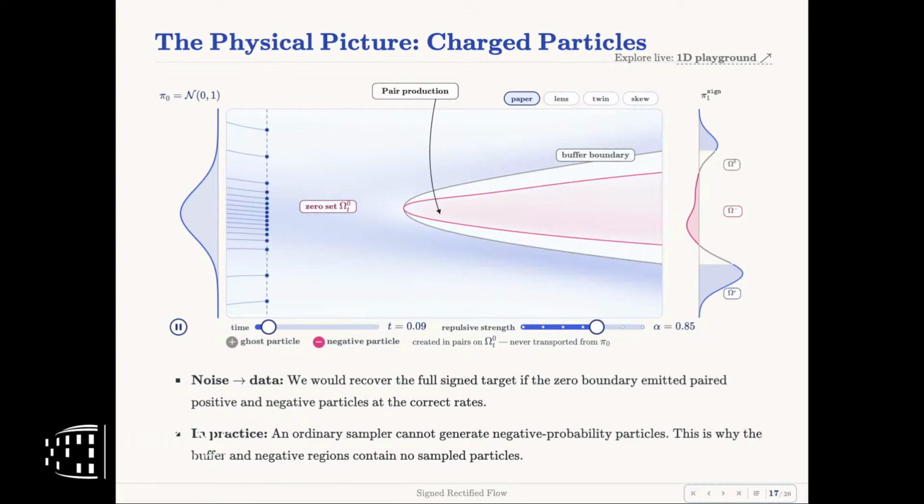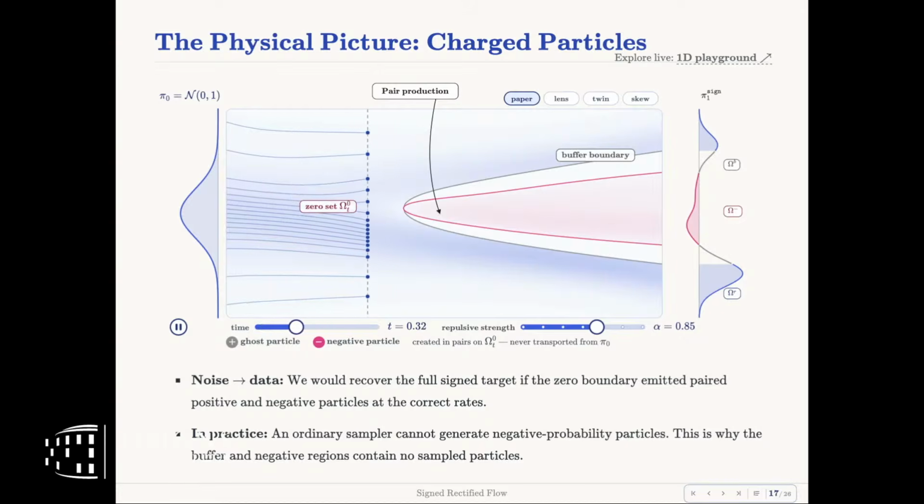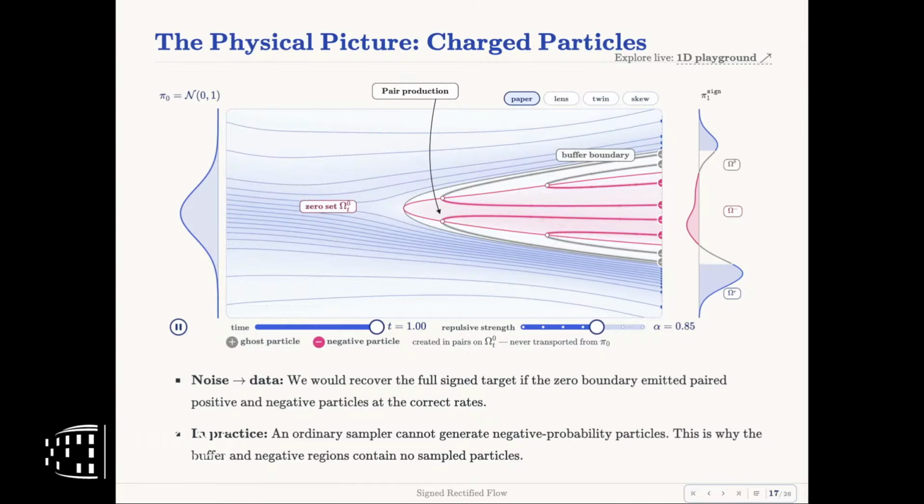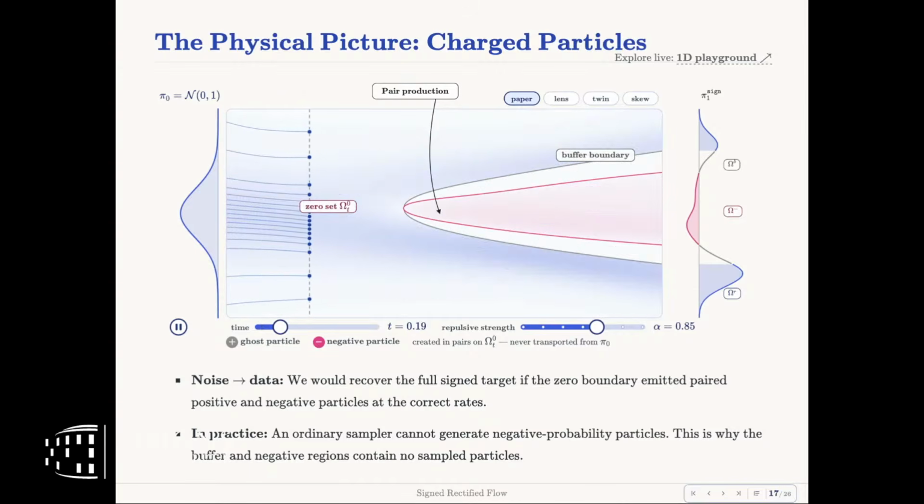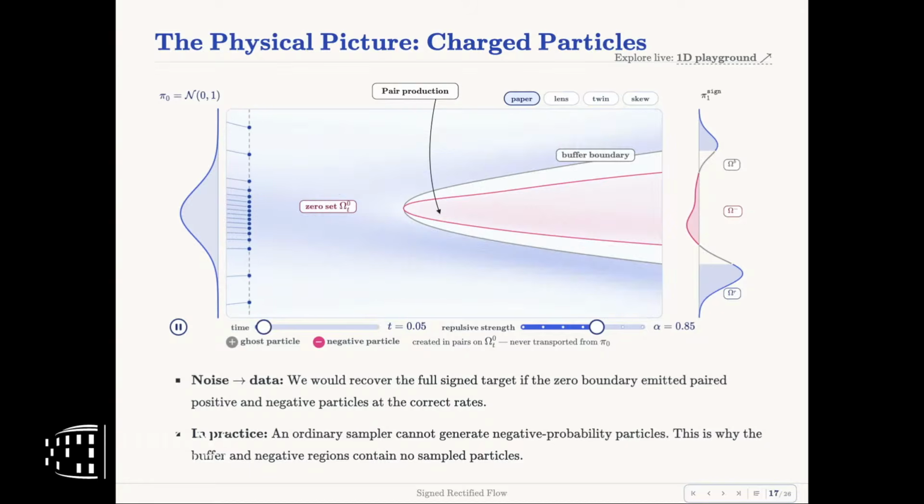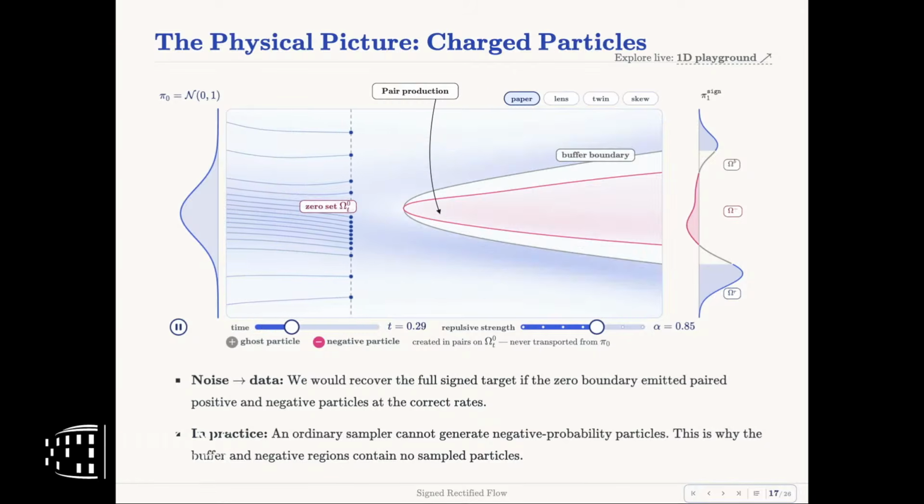Well, this is really just the same plot. Again, if you revert it, in practice we see nothing. But if you assume there's a mechanism to generate pairs of positive and negative charges at a proper rate, you can see the trajectory. You will emit pairs of positive and negative charges, and that will fill the missing region. If you have a mechanism to generate particles on this boundary, then you can perfectly recover the whole signed measure. But in practice, of course, it's difficult to do that, so we are simply missing that, right?